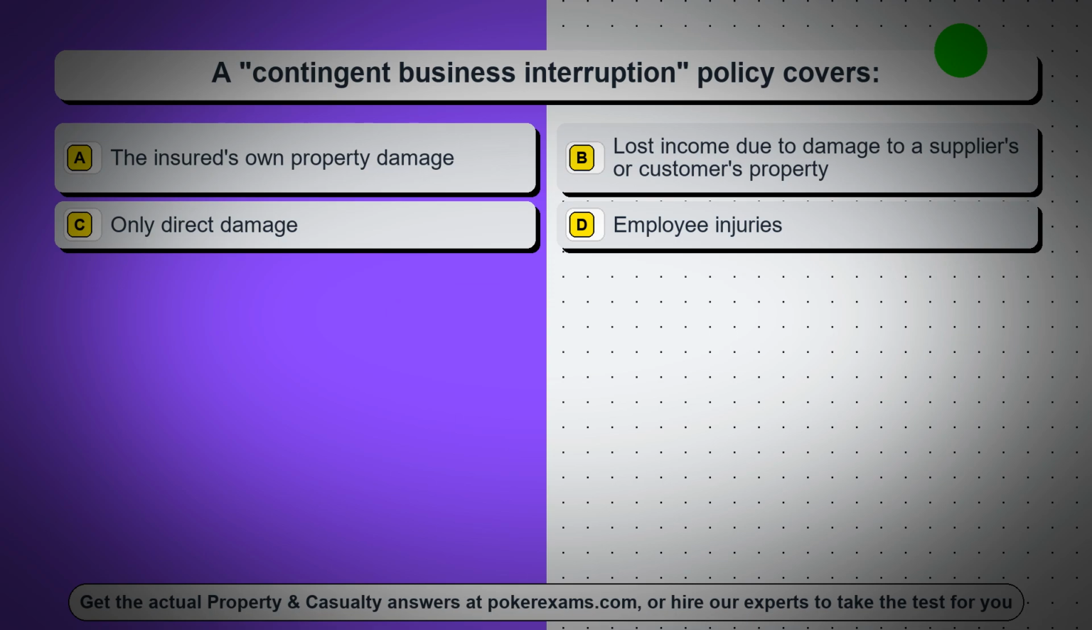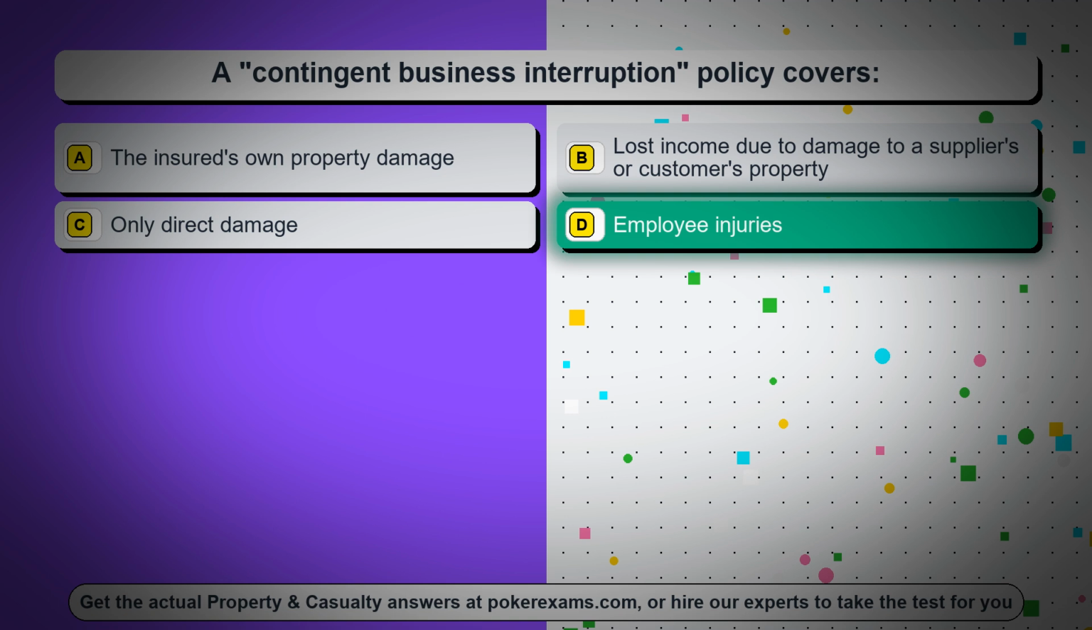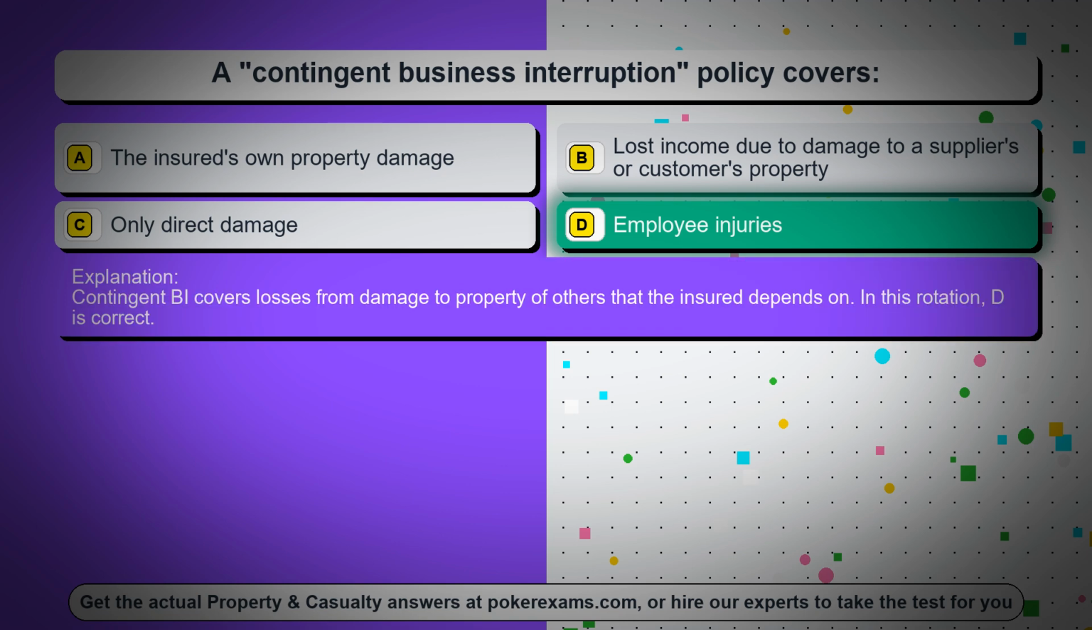Question 3. A contingent business interruption policy covers, Option A, the insured's own property damage, Option B, lost income due to damage to a supplier's or customer's property, Option C, only direct damage, Option D, employee injuries. The correct answer is Option D, employee injuries. Contingent BI covers losses from damage to property of others that the insured depends on. In this rotation, D is correct.